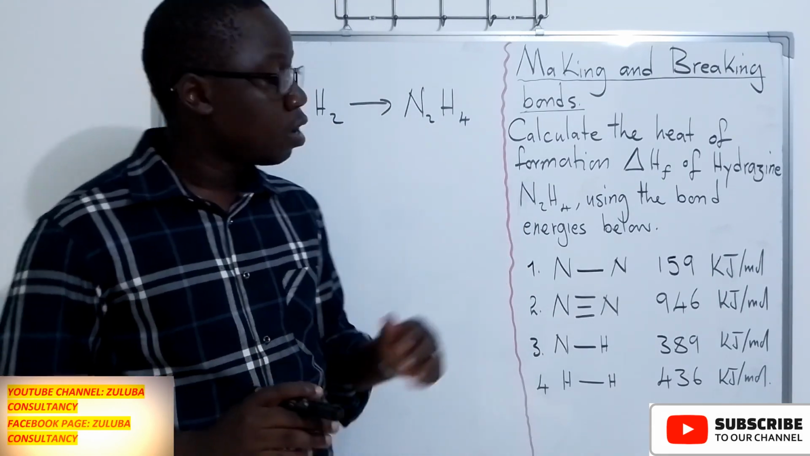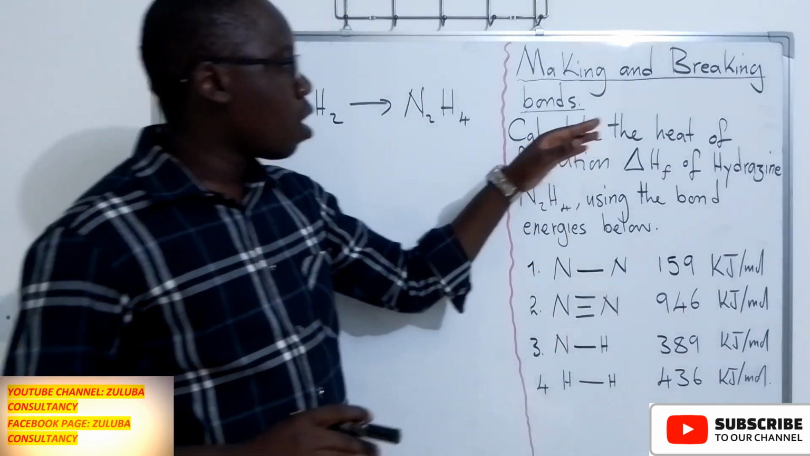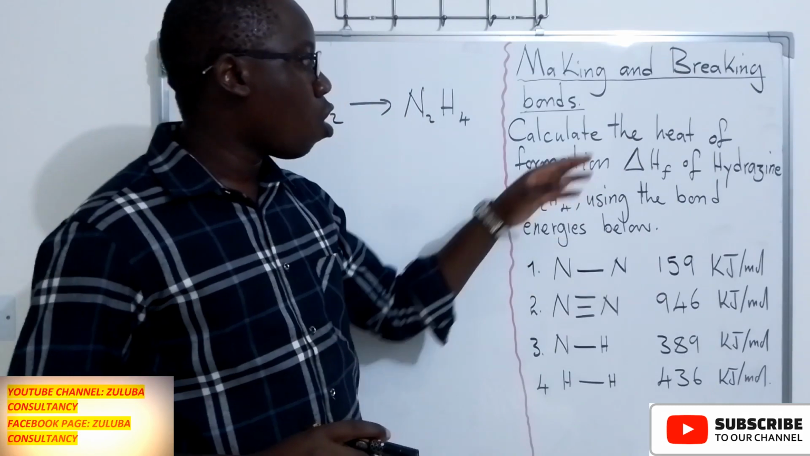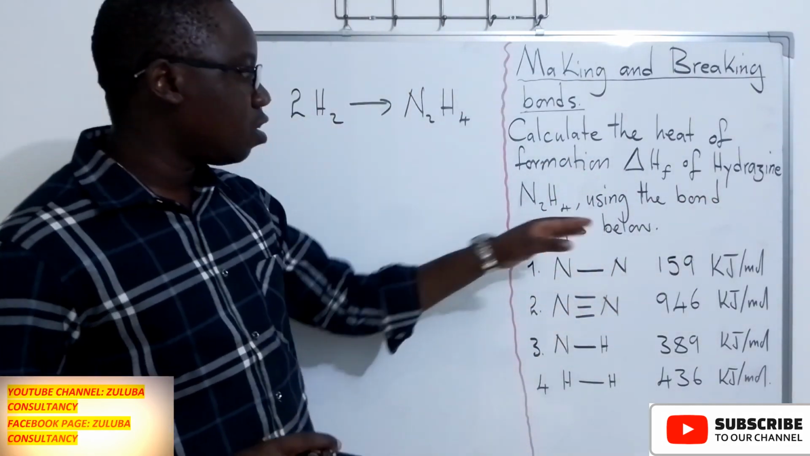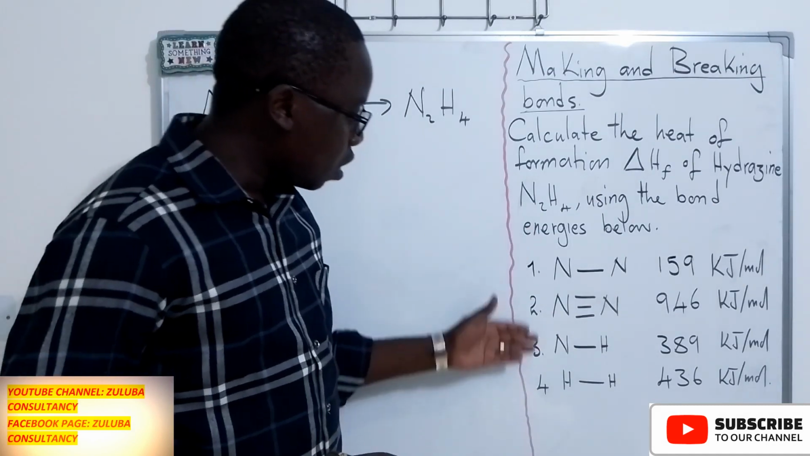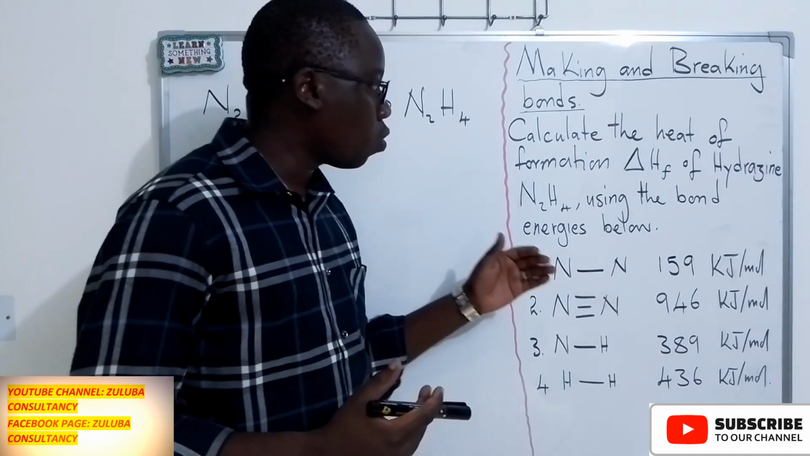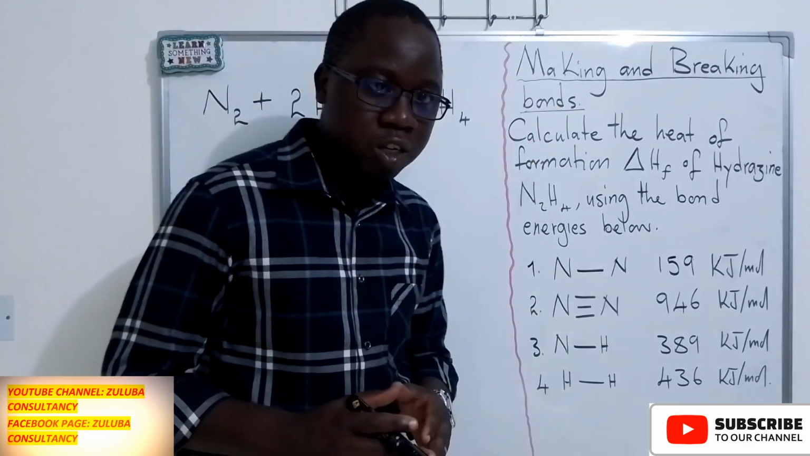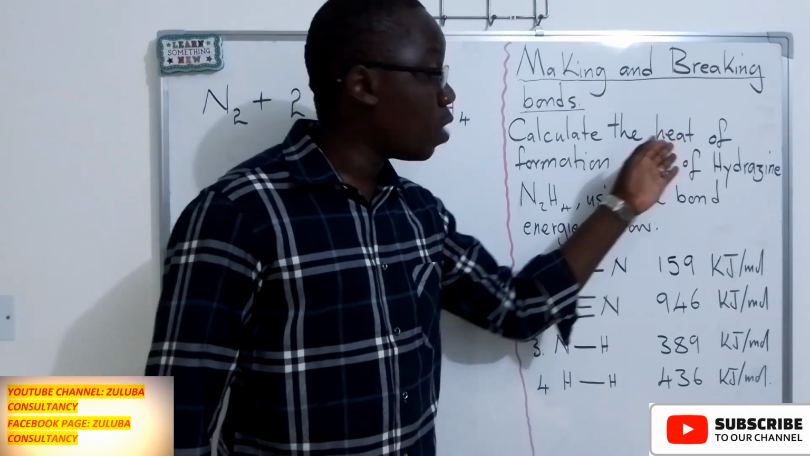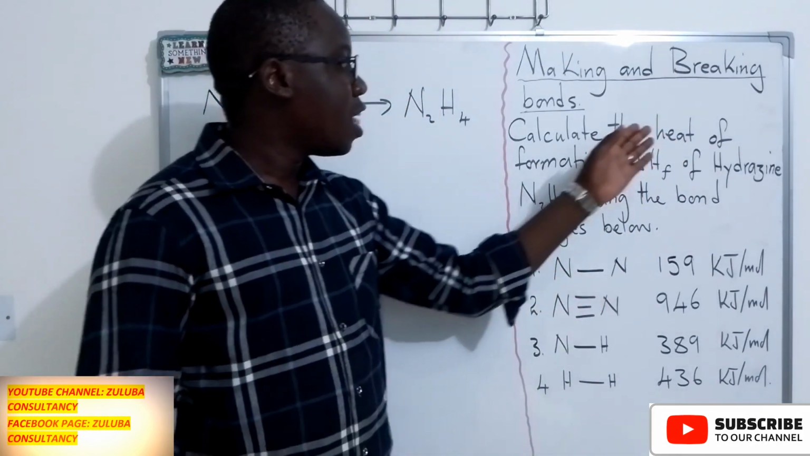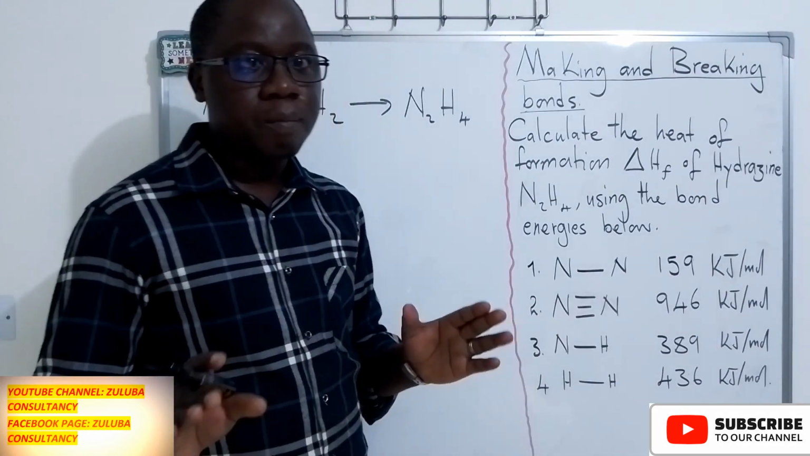The question that we have reads, calculate the heat of formation of hydrogen using the bond energies below. So we have been given these bond energies, then they have asked us to calculate the heat of formation. In some cases, they might not use heat of formation, but they can use the energy of formation. The steps you use are the same.